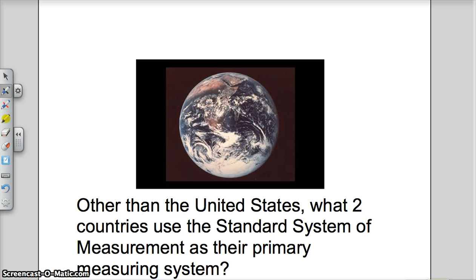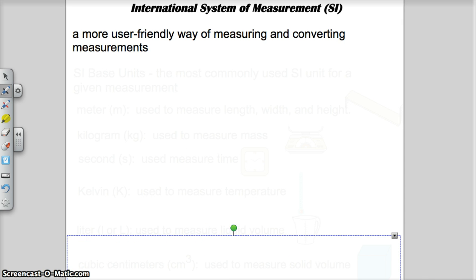All right, you can either pause this now or come back and answer this after you finish the video. All right, let's move on. The international system of measurement, the one that is used in the field of science and for most of the globe. Why do they use it? It's a more user-friendly way of measuring and converting measurements. It's user-friendly because most people use it, and converting it is pretty easy because it's based in units of 10. I'll show you that on the next slide.